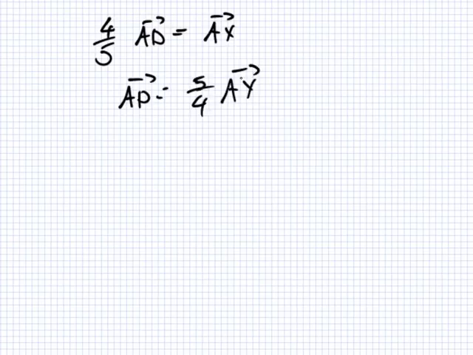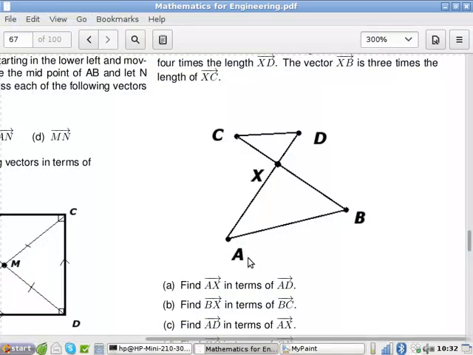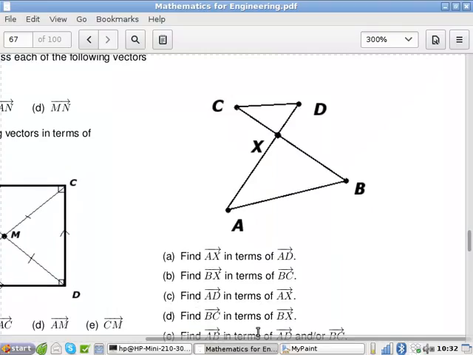No, I just wanted to show you the logic there. So 5/4 AX is the answer here. So then, what's the next one? I ask you the same type of thing. 4 over 3. Yeah, 4 over 3 BX.